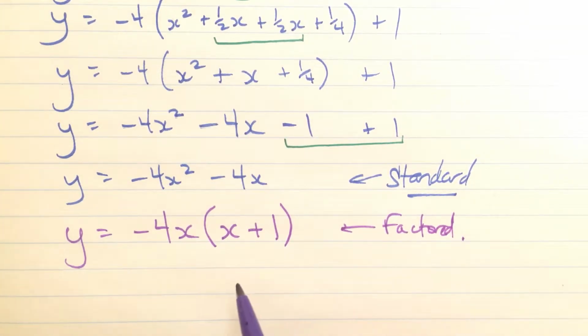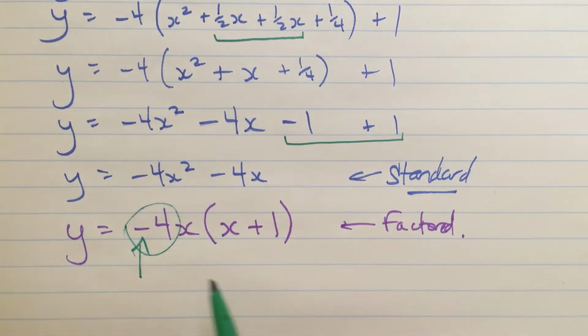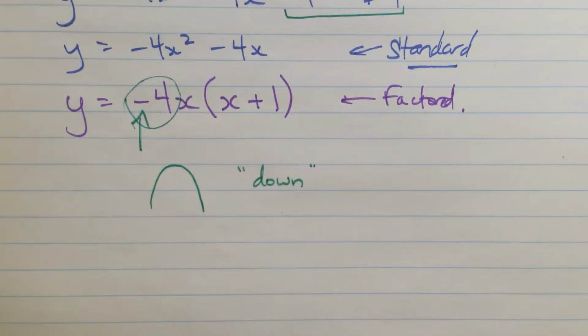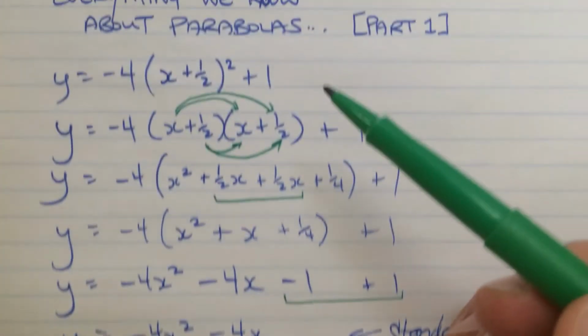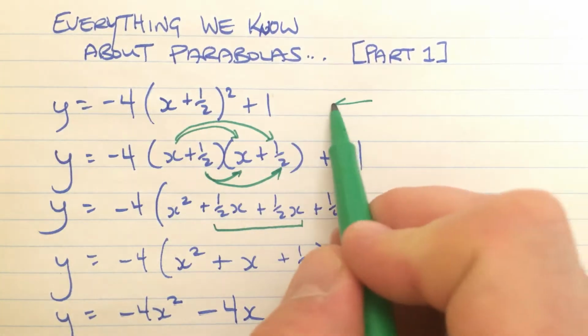All right, now we have to decide, does this open up or down? Well, there's where we look. That is a negative number, so it's going to be opening this way, which we will call down. Okay, compression factor was 4. I gave that to you already. The vertex we need to read from the vertex form. That was what you had at the start. The vertex is going to be listed right here.